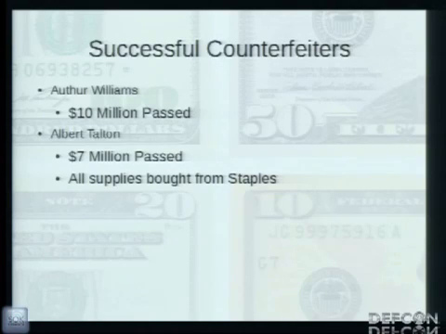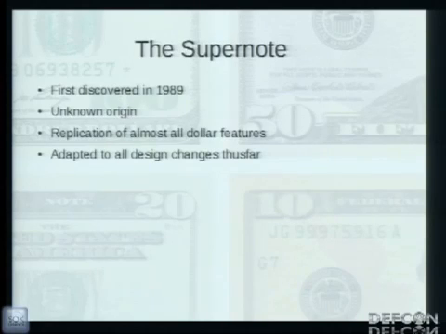So 2 successful counterfeiters I'd like to mention, Arthur Williams and Albert Talton, who were independent of each other. They counterfeited modern currency, meaning the 1996 series and on, and they were both self-taught. And in addition to that, they also used the method of counterfeiting the bills, which was almost exactly the recipe that I just stated to you. Both of these guys were very successful and also convicted. And they were able to pass millions of dollars of counterfeit money. The interesting case with Albert Talton is he was able to get all his supplies from Staples.